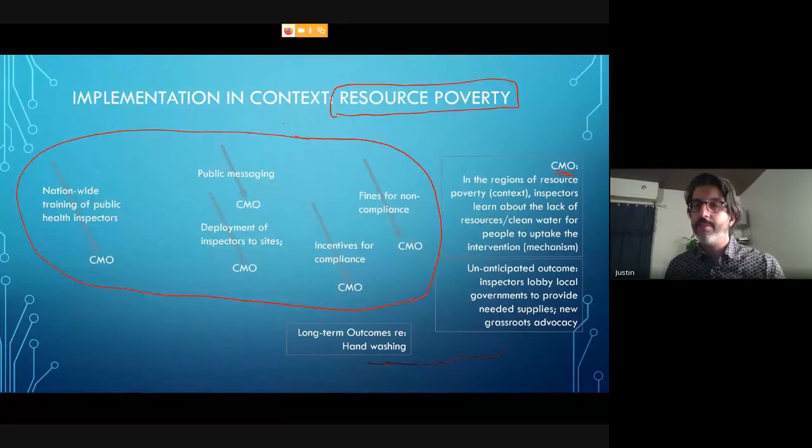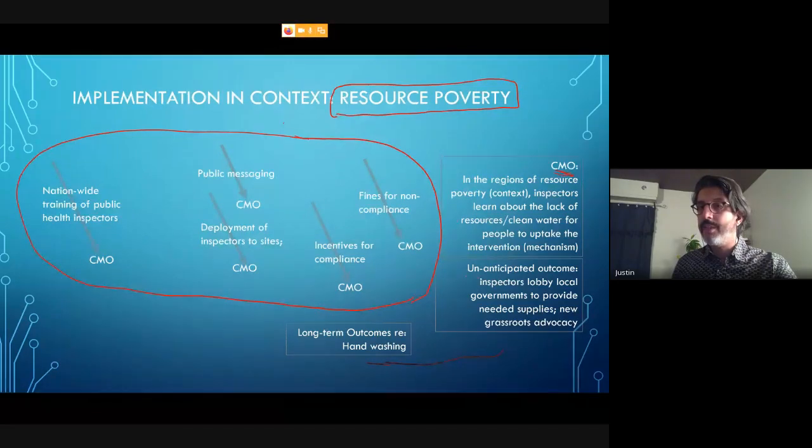In regions of resource poverty, inspectors learn about the lack of resources, lack of clean water for people to uptake intervention mechanisms. So they go to some areas in the neighborhood or some towns where there's no running water. And how can somebody engage in the intervention? It doesn't seem fair to fine them if they cannot even have the basic prerequisites for the intervention. So there might be an unanticipated outcome.